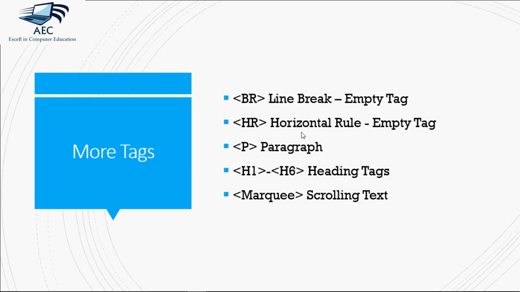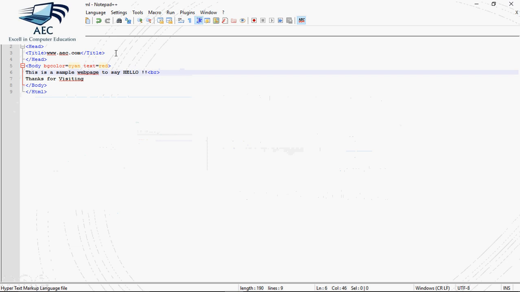Then we have H1 to H6. Like, there is a tag named H1. Then there is a tag named H2, H3, and so on up to H6. This is used to show headings on the page. H1 is the highest size of heading we have. H2 smaller than that. H3 smaller than that. And H6 is the smallest one. And in case you want the heading to be scrolling on the screen, for that we have marquee tag. I'll be using all of these in the page. And then you'll see how do they work.